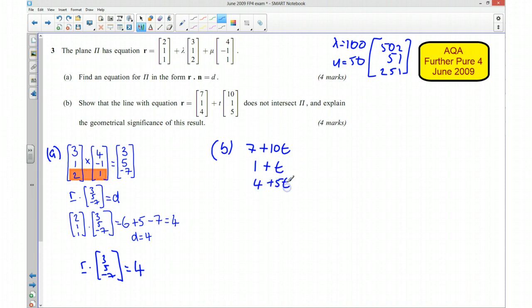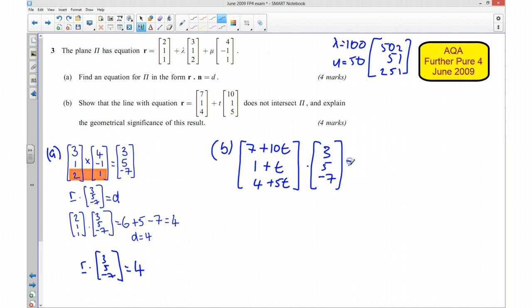Okay, and I'm just writing my r here as a single vector. I'm just writing the equation of this line as a single vector. Okay, and I am going to now dot that with my normal, like so, and I'm going to check to see whether I can get a value of 4.